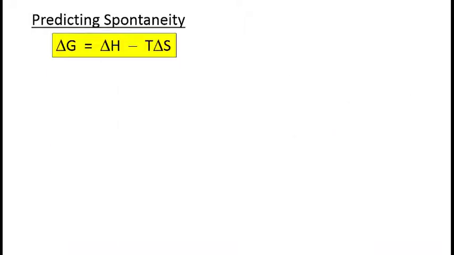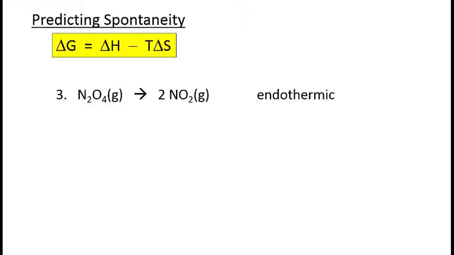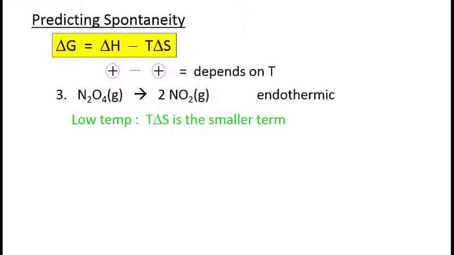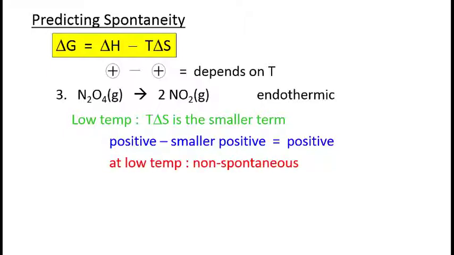So why are we making a big deal about the temperature? Let's look at this example. Dinitrogen tetroxide goes to 2 moles of nitrogen dioxide. Since the reaction is endothermic, the sign of delta H is positive. 1 mole of gas goes to 2 moles of gas, so entropy increases and delta S is positive. Now when we take delta H minus T delta S, it does depend on which term is larger. At low temperature, T is small, and T delta S is the smaller term. In that case, there would be a positive minus a smaller positive, which is positive. So at low temperature, this reaction is non-spontaneous.